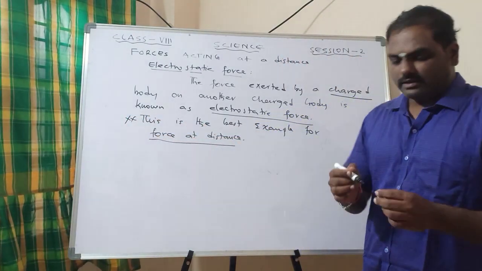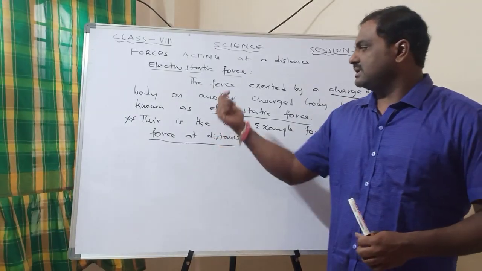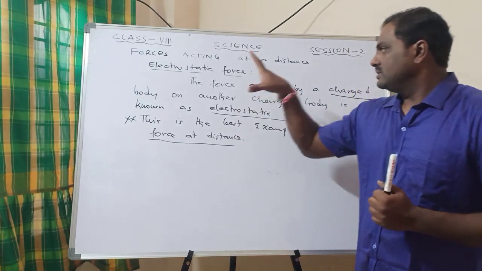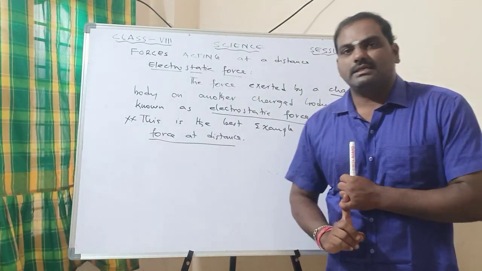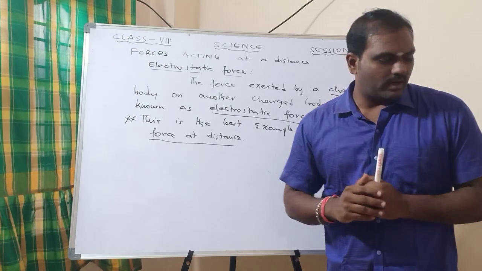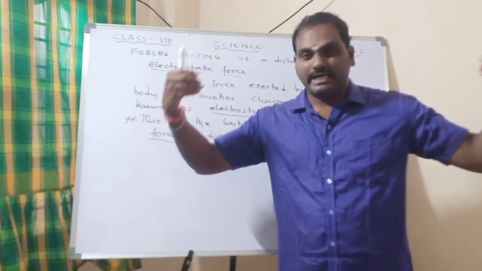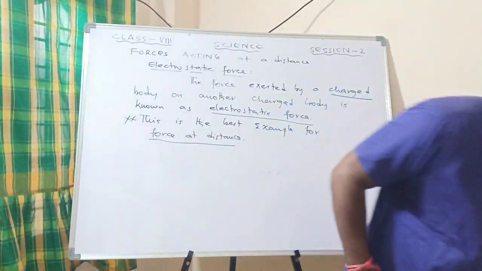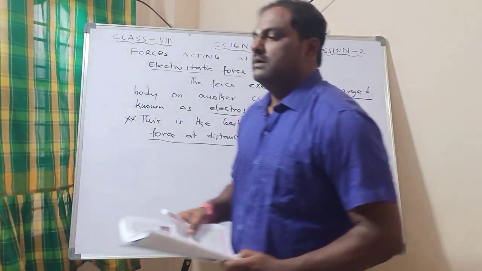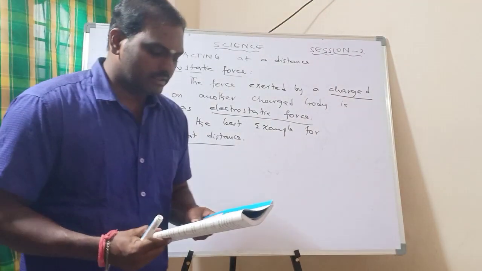Now we are discussing types of forces: contact forces and force at a distance. In that force at a distance, this is the best example, right? So what is the definition? The force exerted by a charged body on another charged body is called electrostatic force, and this is the best example for force at a distance. Now to understand this, again we have to go for an activity. So activity number 3. Now look at this.